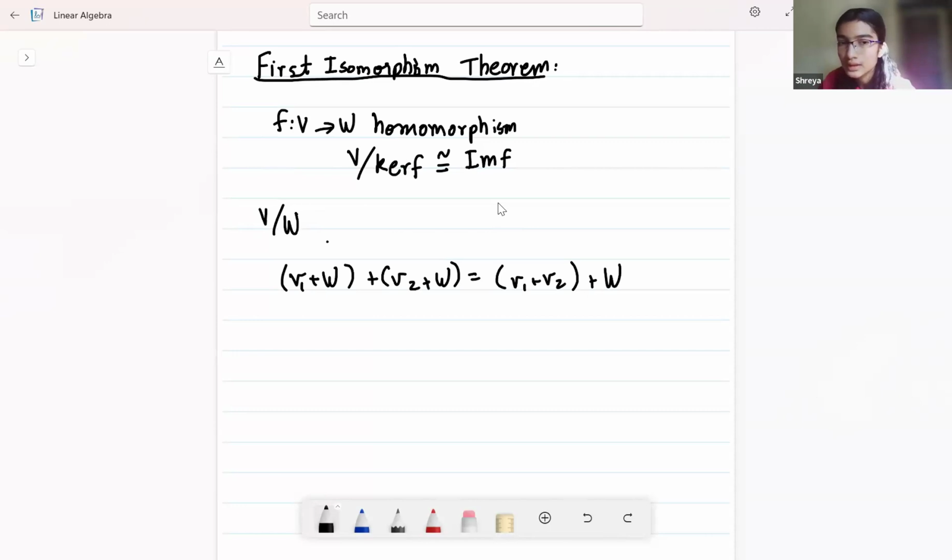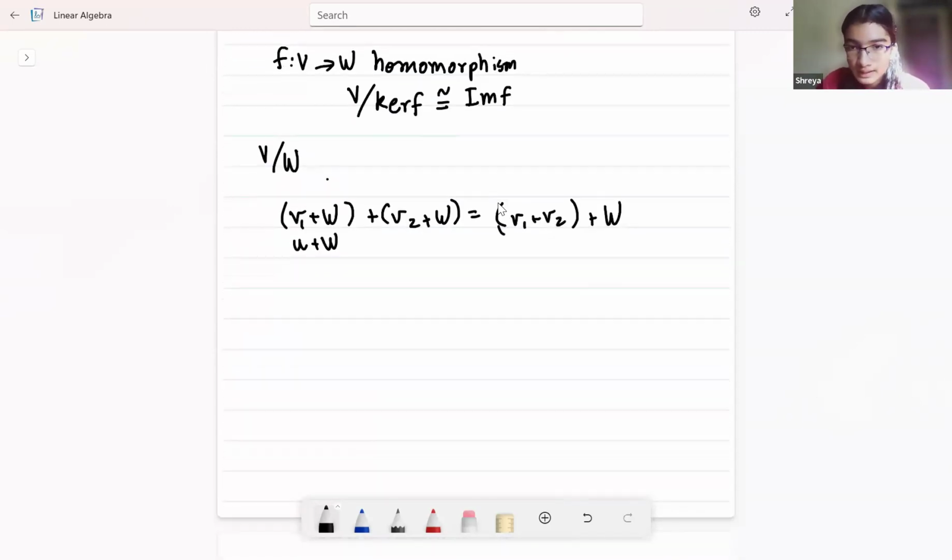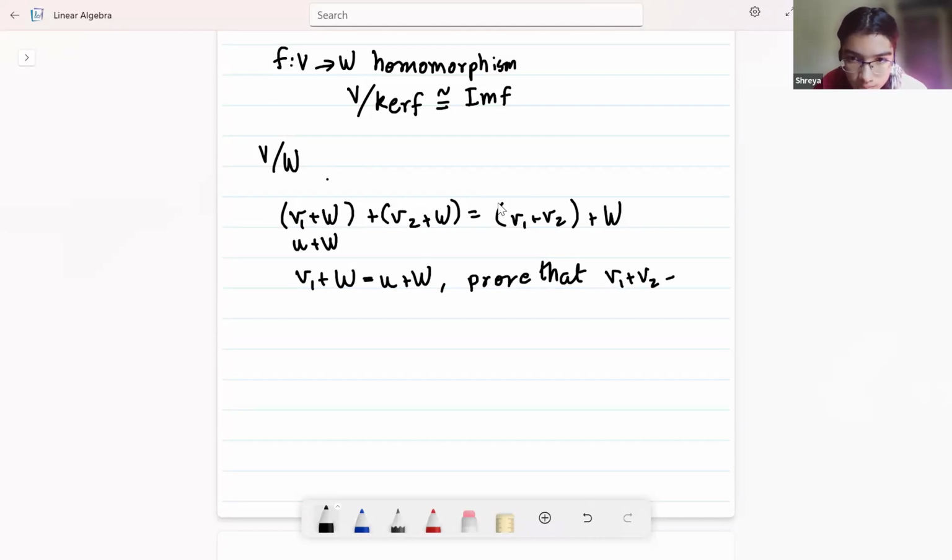So to do that, what we need to show is that instead of v1 plus w, if you had some other representation of the same set, right? Because this is a set, it's not given to you in the form of v1 plus w. This might also be equal to some other u plus w. So then we need to show that this set will be the same. That is, if v1 plus w is equal to u plus w, prove that v1 plus v2 plus w.